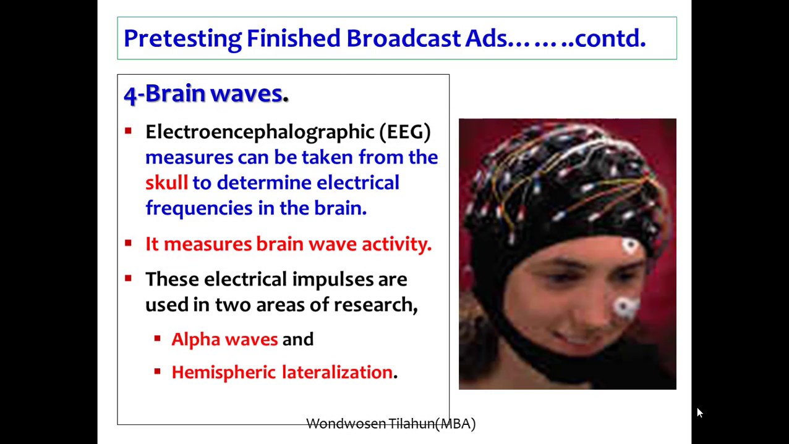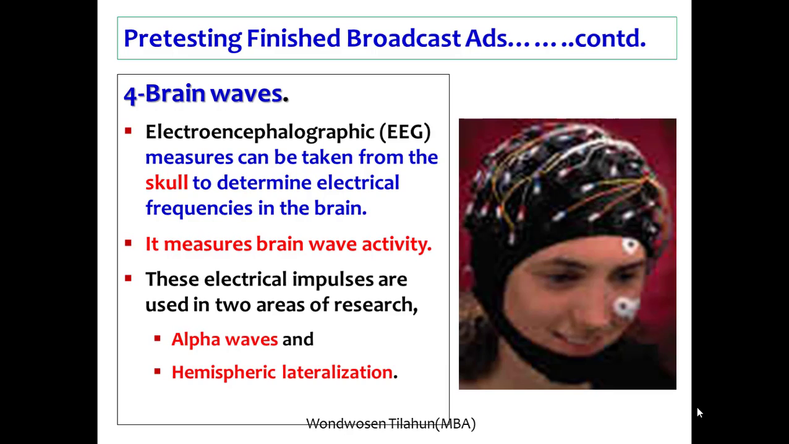And the final step, the final psychological method of pre-testing finished broadcasting ads, is brainwaves. Now we also use other devices. It is called an electroencephalographic device. This device is used to measure, can be taken from the skull to determine the electrical frequencies in the brain. Simply, these brain waves measure the brain wave activities, the electrical flow in the brain of humans.